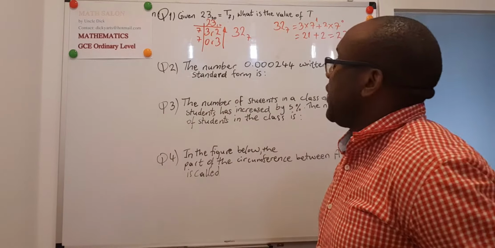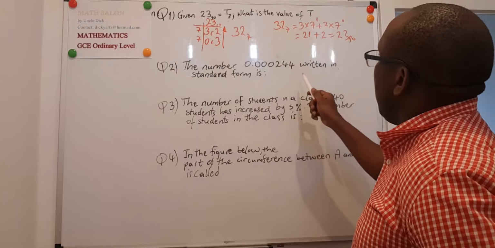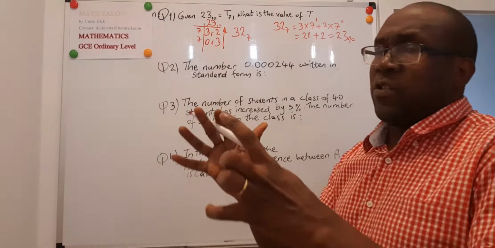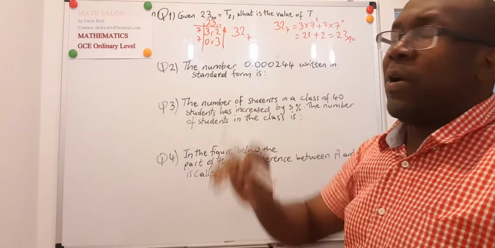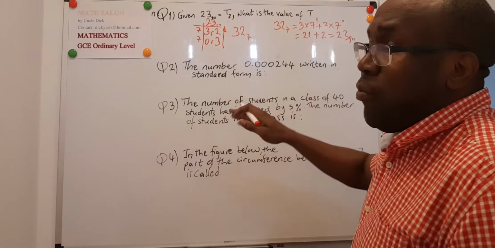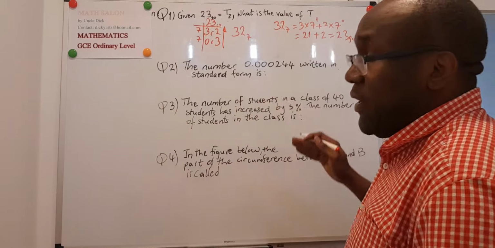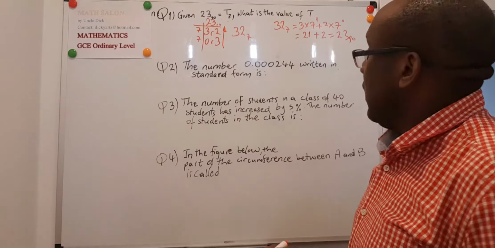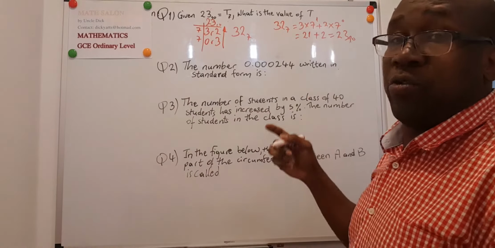The second question says, the number 0.000244 should be written in standard form. A number in standard form is expressed by one number multiplied by 10 raised to a power. In order to express a number in standard form, you can move your decimal point to the right or to the left. When you move the decimal point to the right, then your powers get a negative sign in front of them. And the number of times you move the decimal point will correspond to the power that you would use.